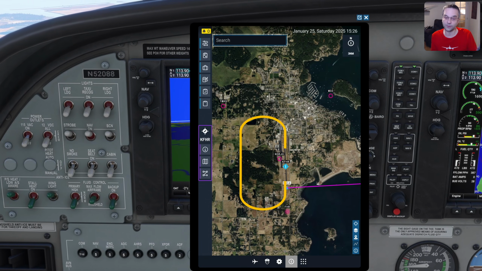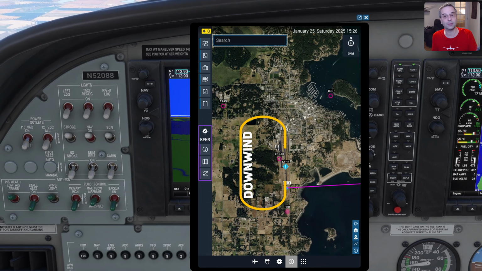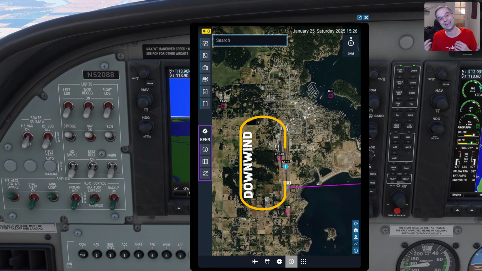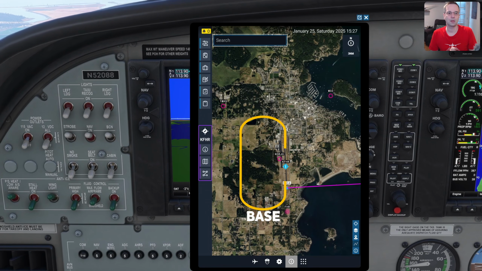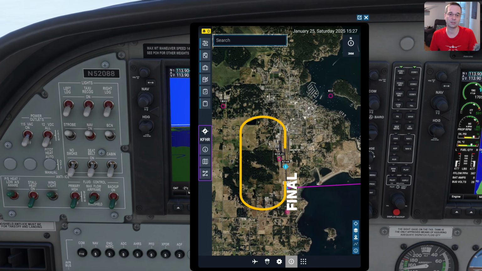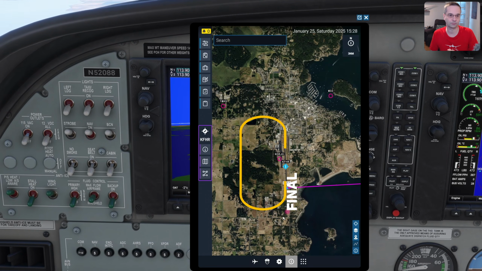There are generally three legs that we need to fly to get lined up with the runway, and the first of those is the downwind leg, which runs parallel to our runway but in the opposite direction, and then that's followed by a 90-degree turn onto base. The base leg is pretty short, and then we do one last 90-degree turn onto final, which is what's going to line us up with the runway, so we'll work backwards from there.